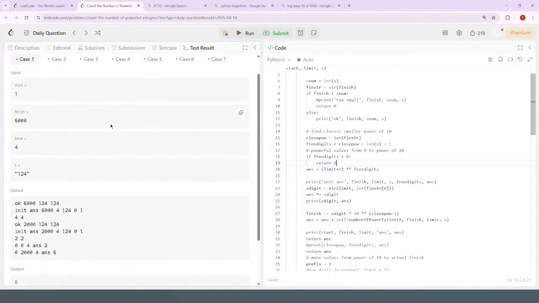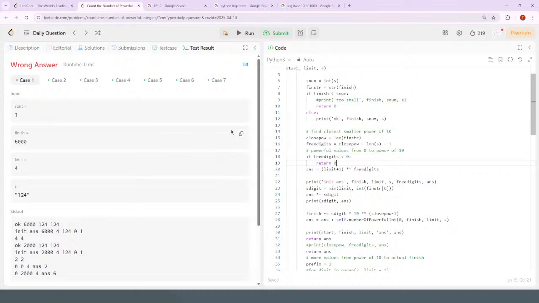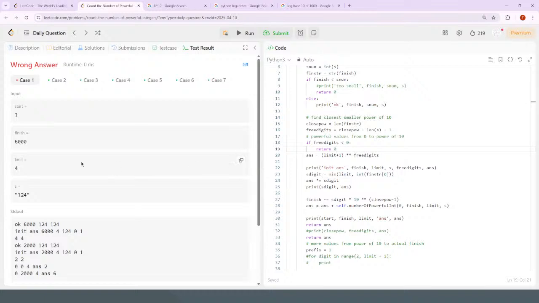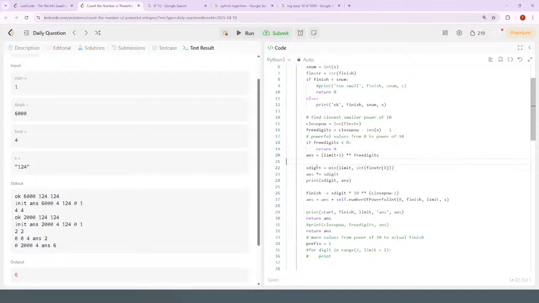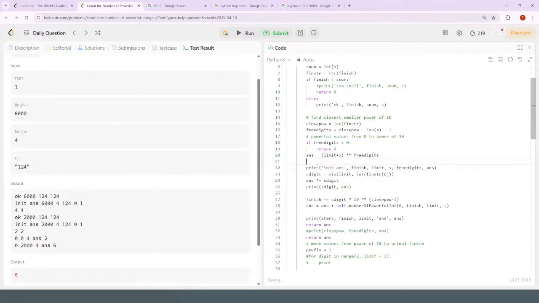Oh, Lord. Okay, so pretty darn close. So there's something wrong with this thing here. Alright, there's just too much printing out here. Let's go ahead and just make this invisible for now.